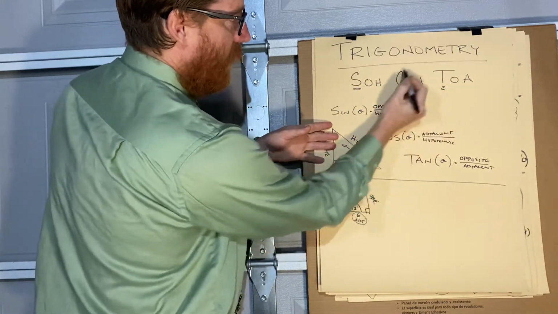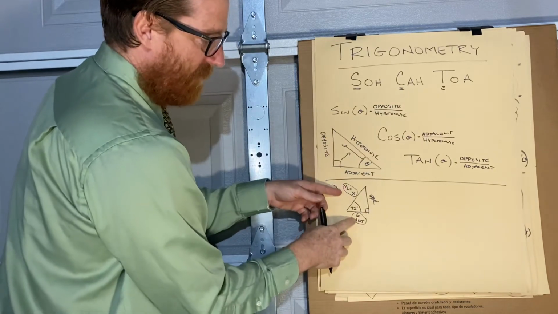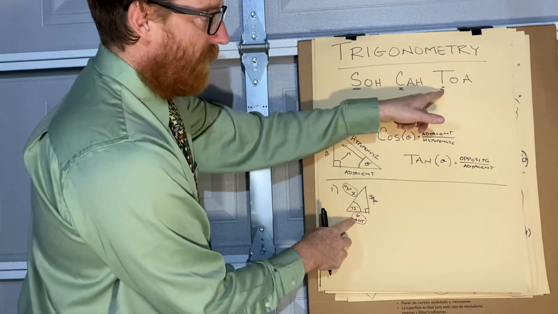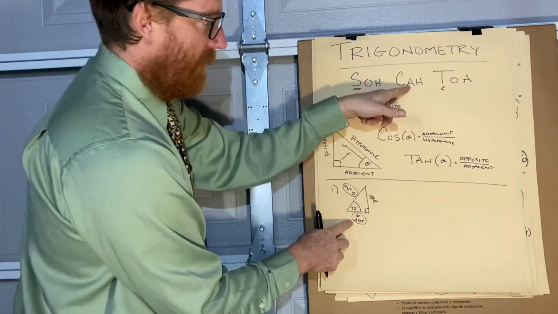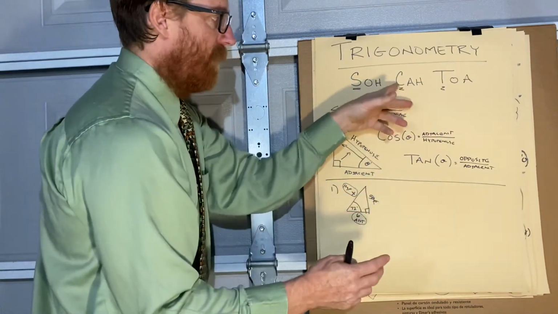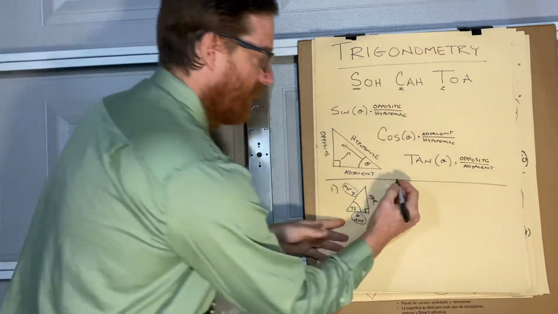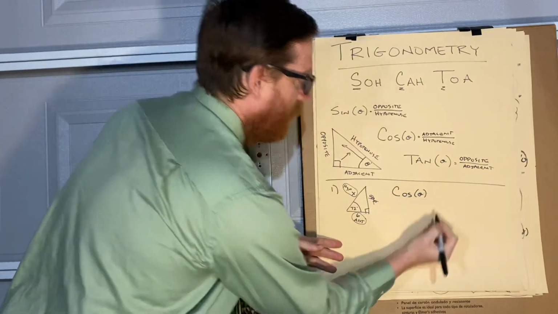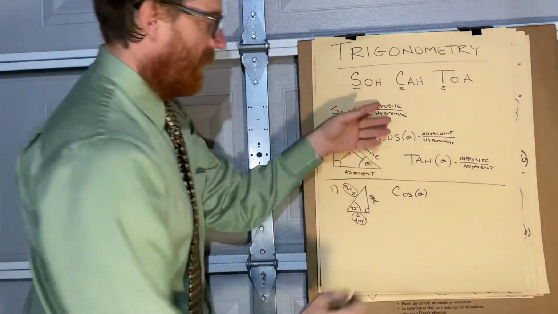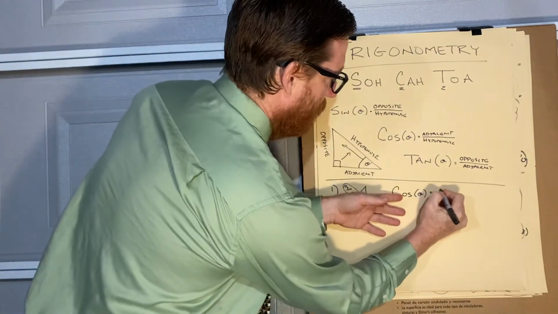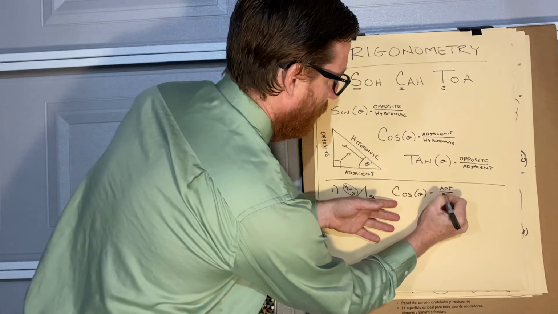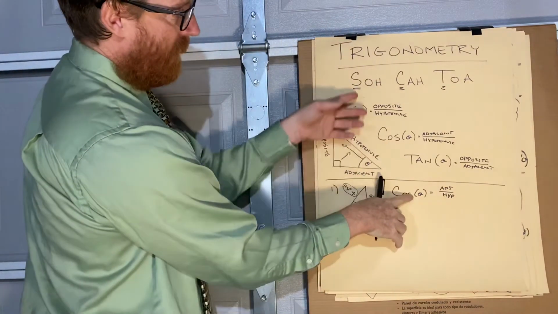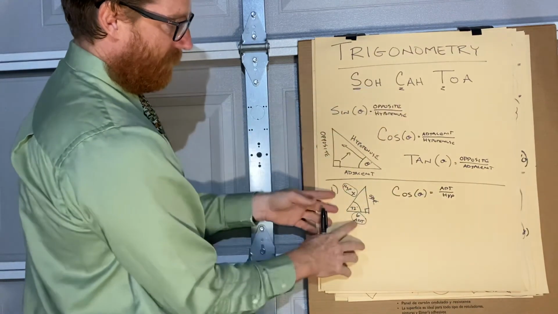So I'm going to be using cosine. Since I have the adjacent and hypotenuse, I'm not going to use sine. I'm not going to use tangent. The A and the H are together with the cosine, or the ka part of SOHCAHTOA. So cosine, that's the first time I'm using SOHCAHTOA. It's going to be cosine of the angle equals adjacent over hypotenuse.